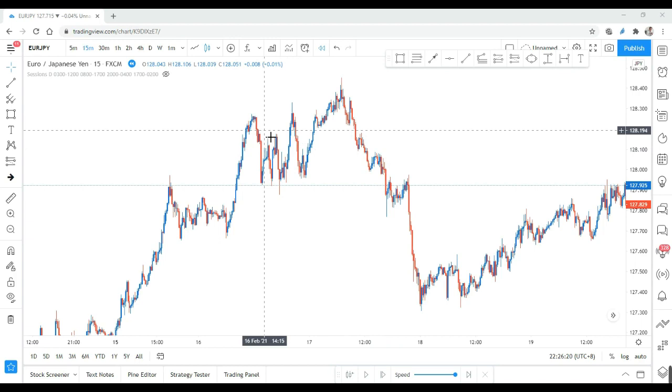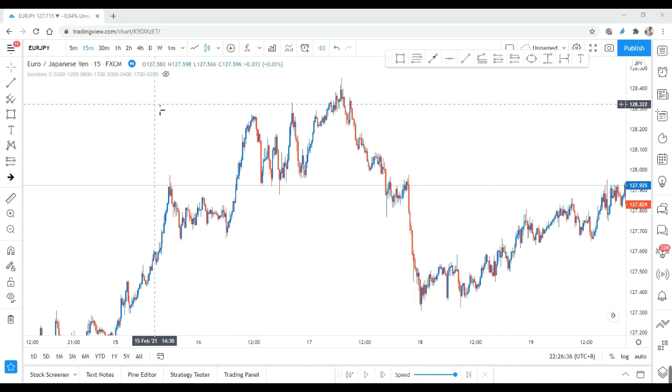So today I'm going to show you how to use multiple time frame analysis. It might confuse you a bit from the start, but the important thing is that you need to know the process very clearly.